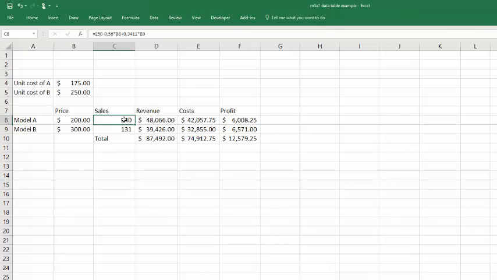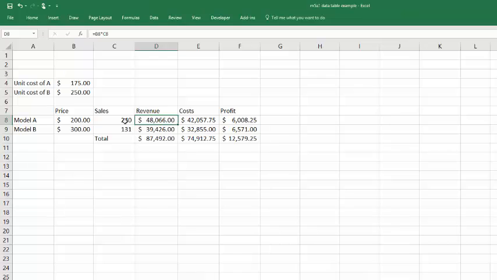In the sales cells, we put our equations. And here's that first regression equation, the intercept minus the coefficient times the price of A, which is there in cell B8, plus the coefficient times the price of B, which is there in cell B9. Similarly, we have the other equation for the sales of B, our intercept plus the coefficient times the price of A at B8 minus the coefficient times the price of B, B9. So once we have those two sales figures, we can calculate revenue.